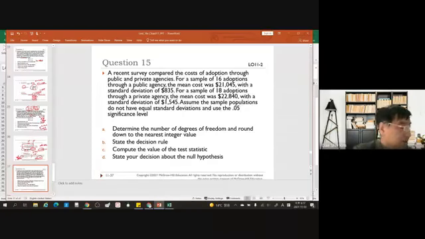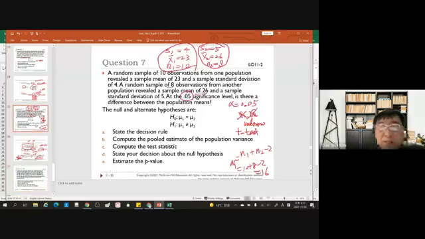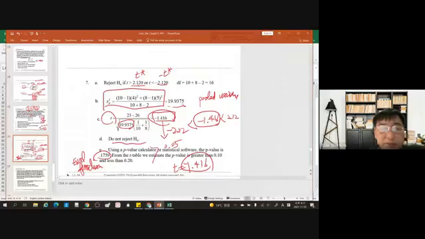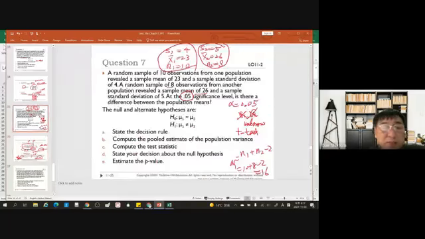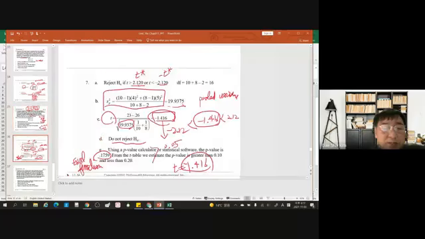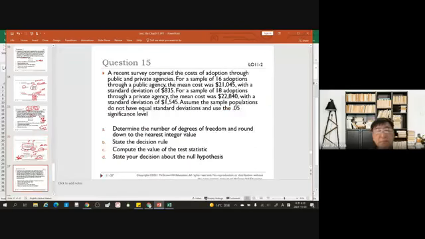Question 15. A recent survey compared the cost of... and also there is no explanation here, so we assume equal variance, but here no test is given in the problem. But when you use Excel, it's better to do an F-test, or when you use Megastat, select the test of equal variance or not.